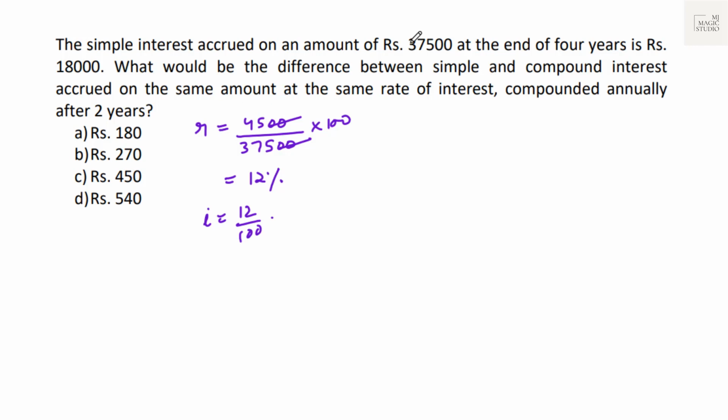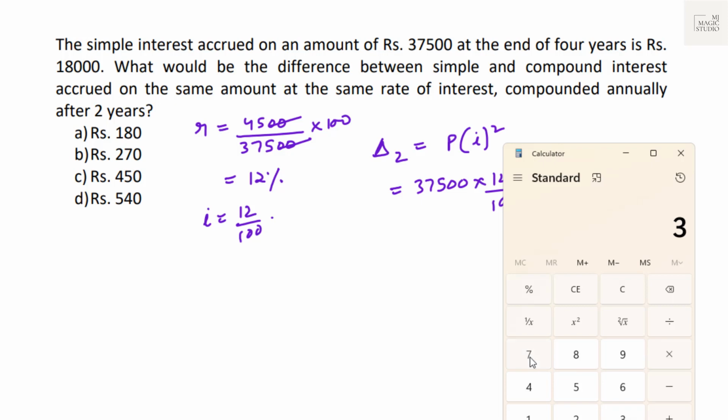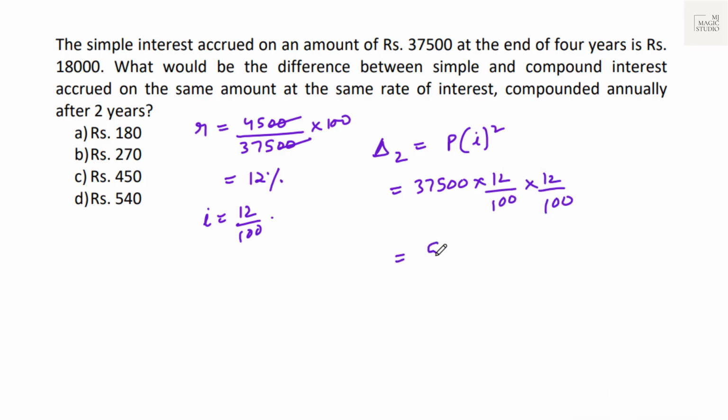What would be the difference between simple and compound interest accrued on the same amount, 37,500, at the same rate of interest, 12%, compounded annually after 2 years? We know the difference between CI and SI for 2 years is P into I square. So that would be 37,500 into 12 by 100 into 12 by 100. 37,500 into 0.12 into 0.12 will give 540. The difference between CI and SI for 2 years here is 540. Option D is the pick.